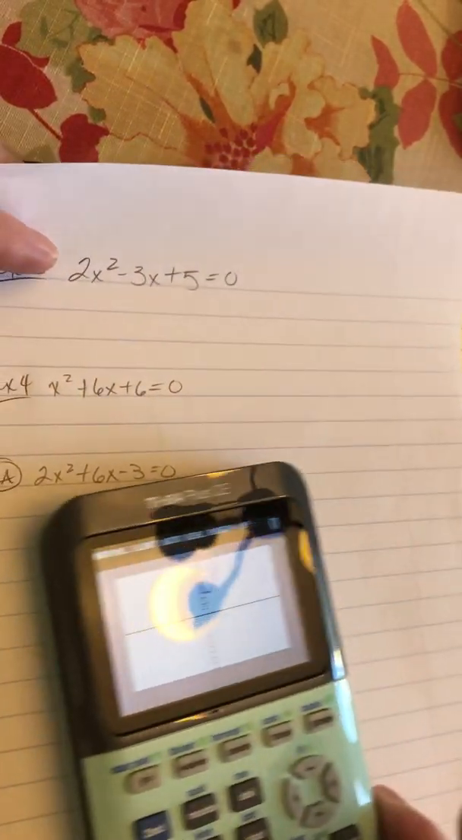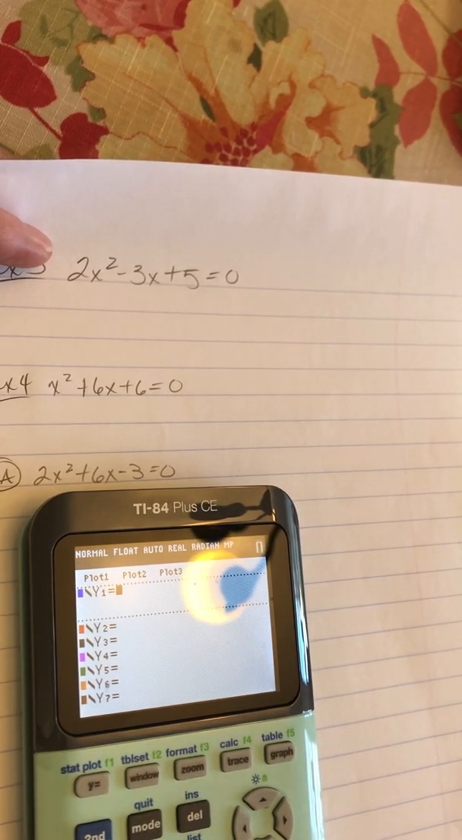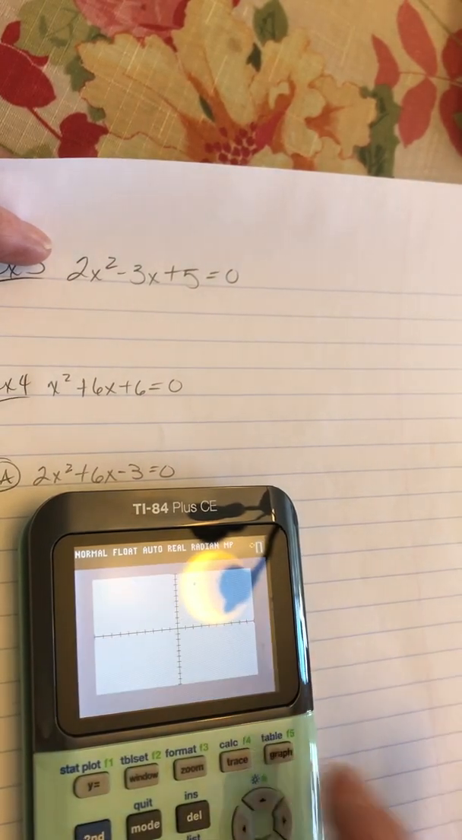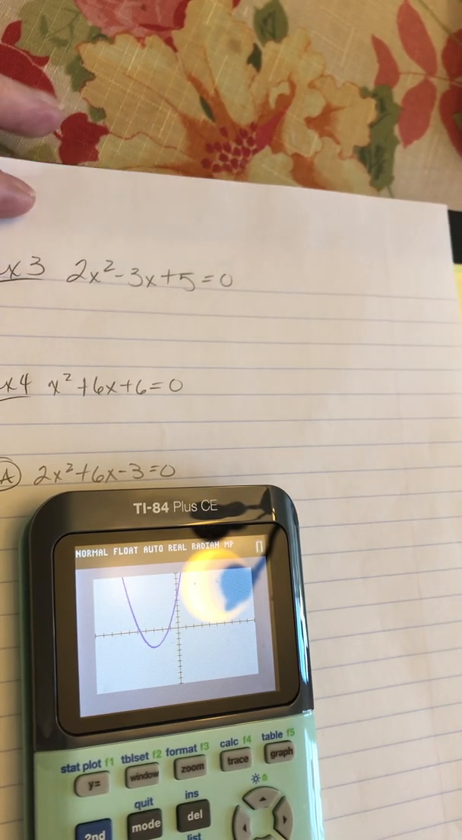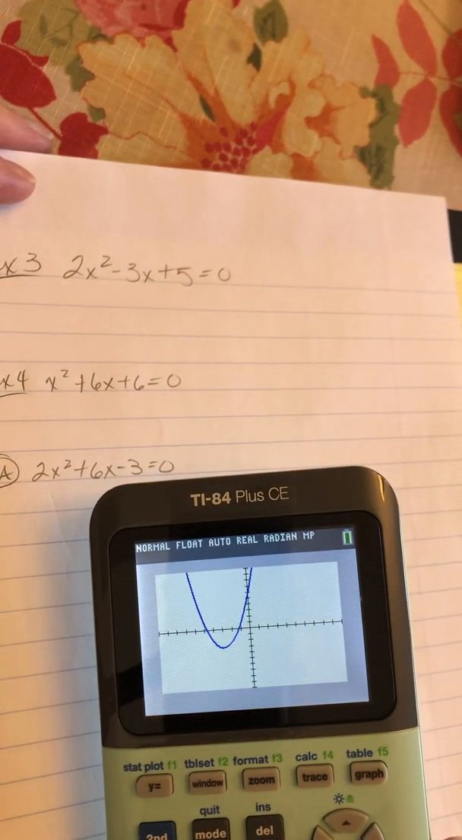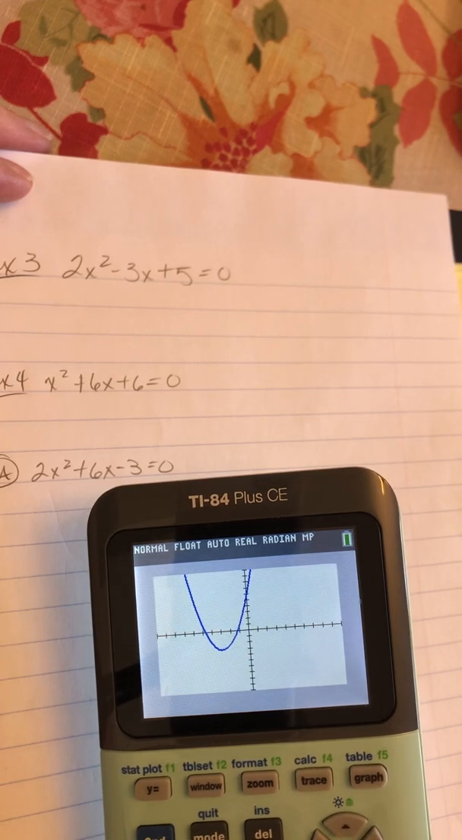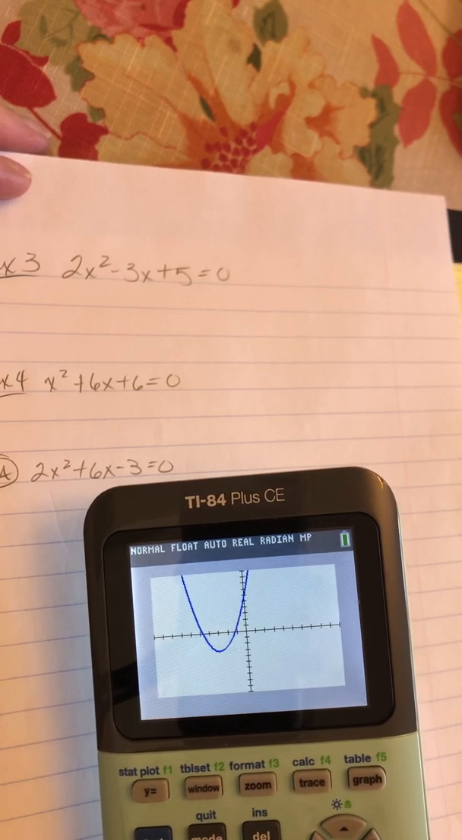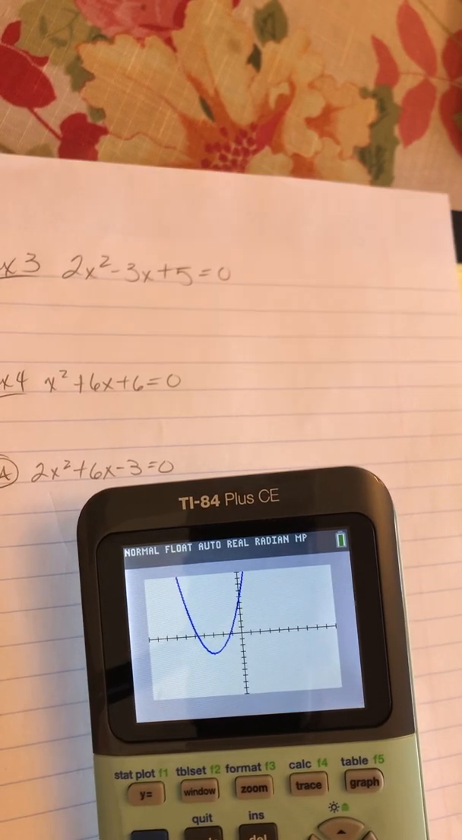I particularly want to look at example 4. X squared plus 6x plus 6. Now, when I graph it, it's real obvious it does not go through those tick marks. Okay? So it is not going to have nice numbers. And most of the ones in your homework won't have nice numbers. If it had nice numbers, you could factor it. And I think factoring's easier than graphing.